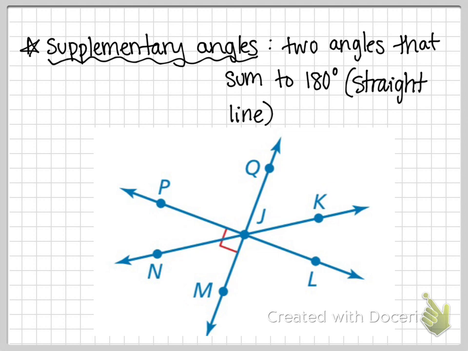Charlie. MJL. Hold on, let me find it. Okay, MJL. So we've got that angle. And what else? Yes, and angle QJL. Do you guys see that? Those two angles add to form one straight line, right? They're adjacent angles because they touch each other. They're also supplementary because they form a straight line when you add them together.